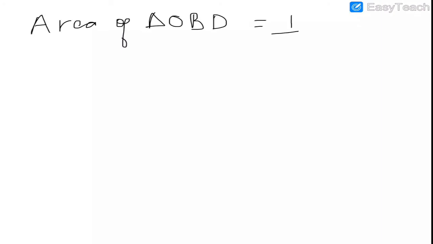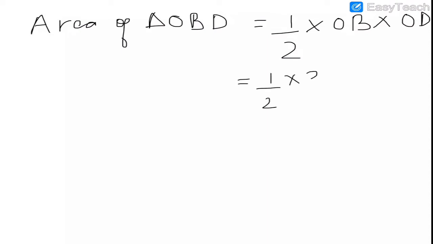Secondly, we need to calculate the area of triangle OBD. We know area of triangle is half into base into height, and here OB is the base and height is OD. So we will put the values. OB is 3.5 because it is the radius and OD we are given in the question, it is 2 centimeter. So solving this we will get 3.5 centimeter square.